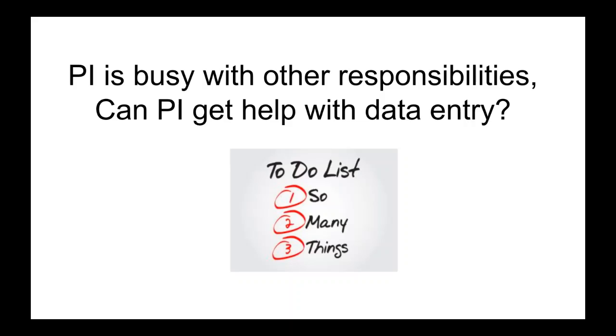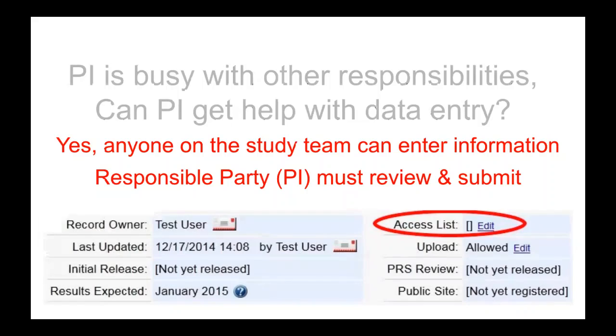But we understand the PI is extremely busy with a million other responsibilities, right? So can the PI get help with CT.gov data entry? The answer is yes. Anyone on the study team can enter the information for the PI. If you're assisting the PI with CT.gov reporting, please contact our office or the record owner to add you to the access list. But please also remember that the PI must still review the record for accuracy and submit it to clinicaltrial.gov for their review, as it is required by regulation.